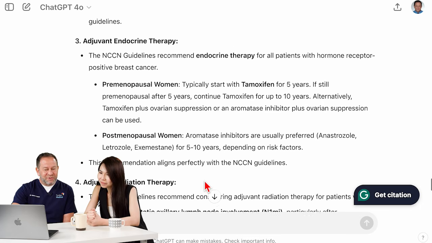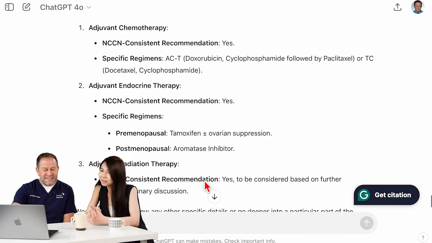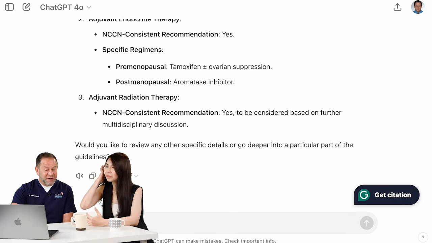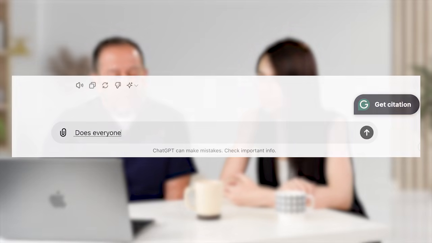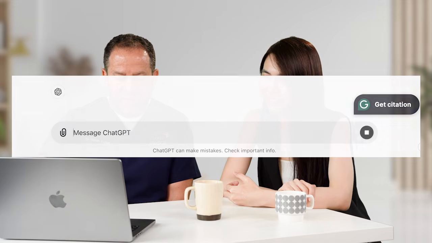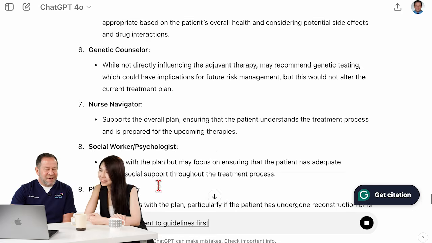So as we scroll through here, definitely it's talking about the NCCN guidelines. It says it's all consistent. Would we like to review other guidelines? Does everyone at our tumor board agree with this recommendation? And yeah, I think because we went to guidelines first, everyone's in agreement.